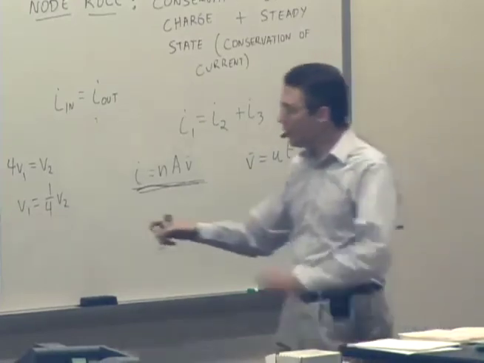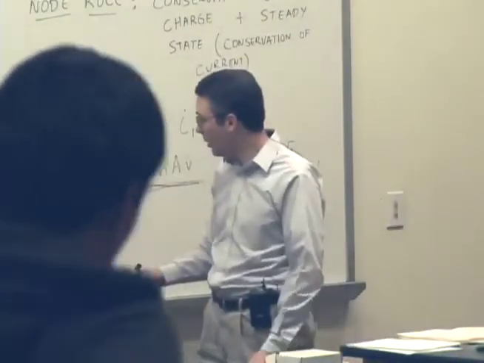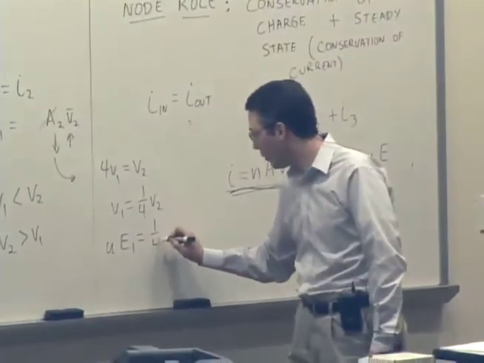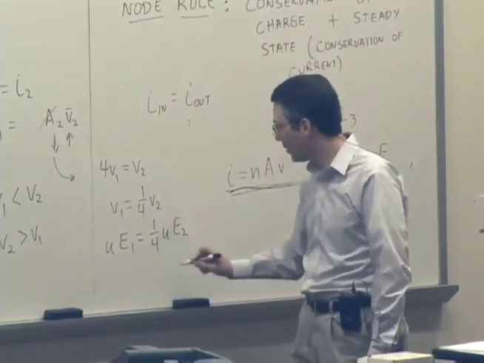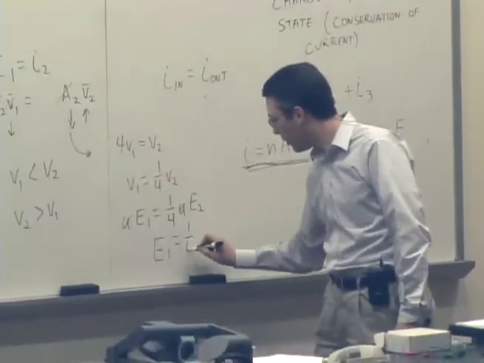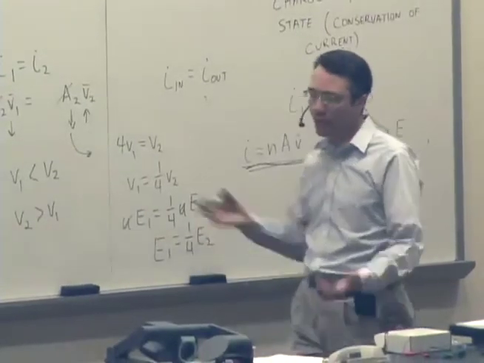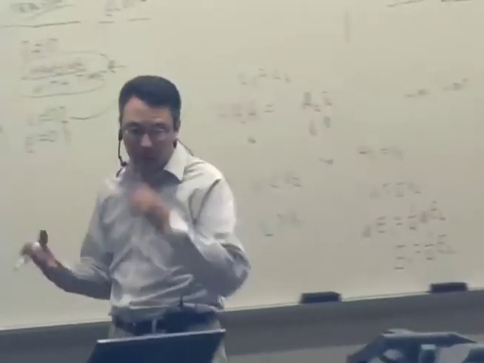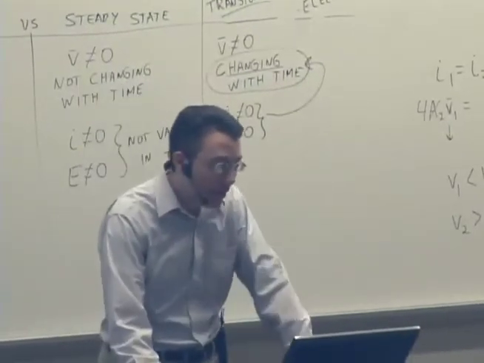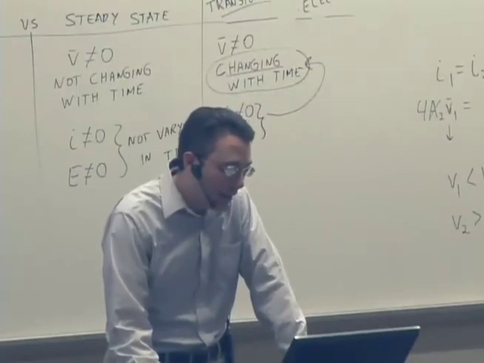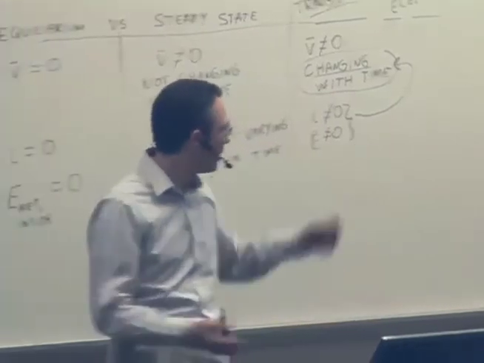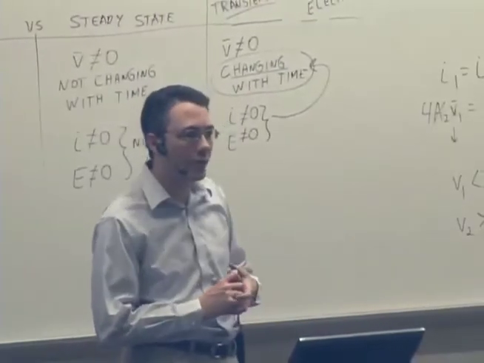So if we know the relationship between V1 and V2, we can say U E1 is equal to 1/4 of U E2, and it's the same U on both sides. So E1 has just got to be 1/4 of E2. Okay, so if the thicker wire has a smaller drift speed, and they both have the same mobility, then it's going to have a smaller electric field because, again, the electric field is proportional to the drift speed in the wire.